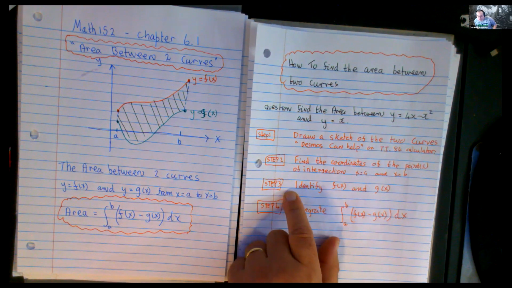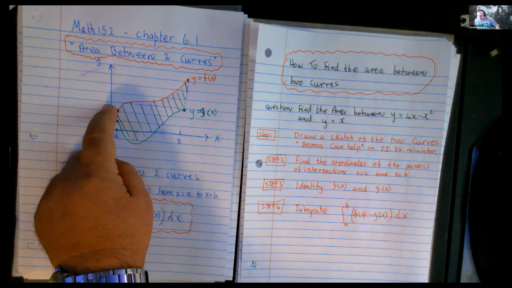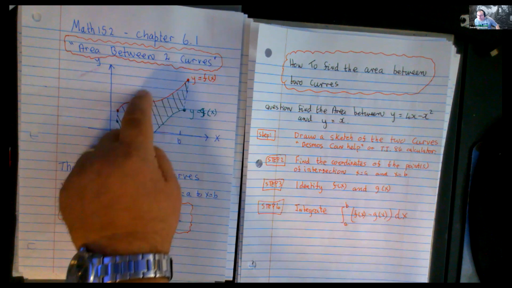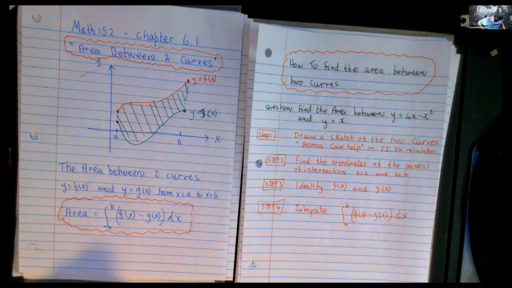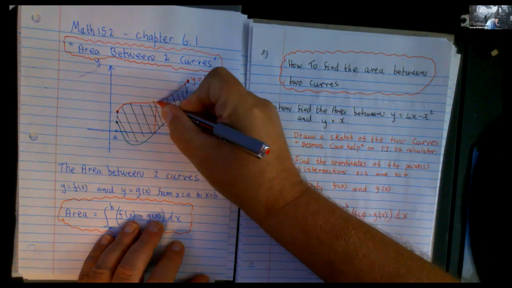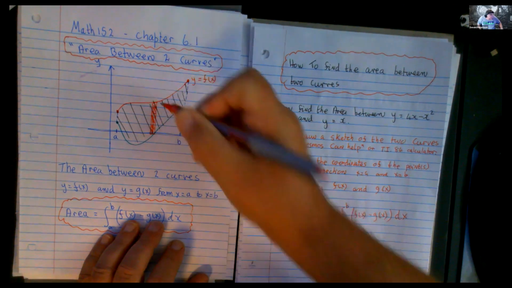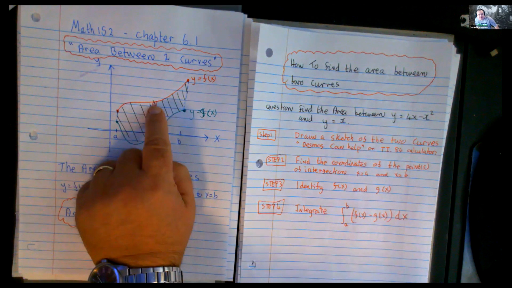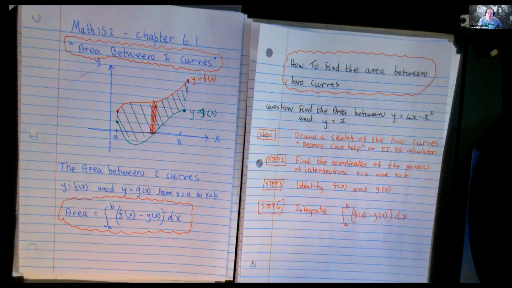Step 3, from your picture, identify who f of x is, because f of x isn't just arbitrary. F of x is actually the top, the furthest up, and the g of x is the one that's lowest down. You'll very often see in some textbooks that they make a little vertical rectangle, like this guy, just randomly in the shape. And f of x is the curve that's highest up, and g of x is the one that's lowest down. So if you ever see a picture with a little rectangle in it, that's what that's about.